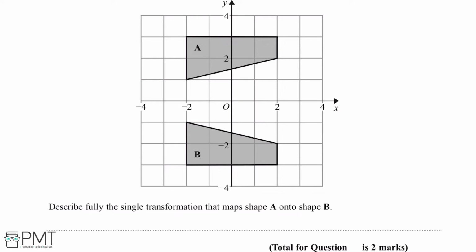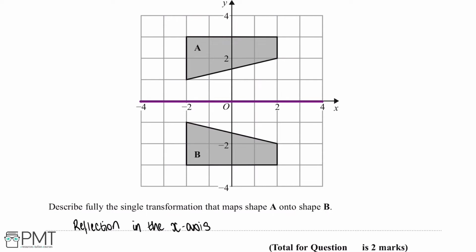So if we take a look at the grid which we've been given, shape A is exactly the same size and same shape as shape B, however it's a mirror image. So this means that a reflection has taken place, and this can form part of our answer. So the line in which shape A has been reflected in is this line here, which is the x-axis. So in our answer we'll need to include that the reflection has taken place on the x-axis.